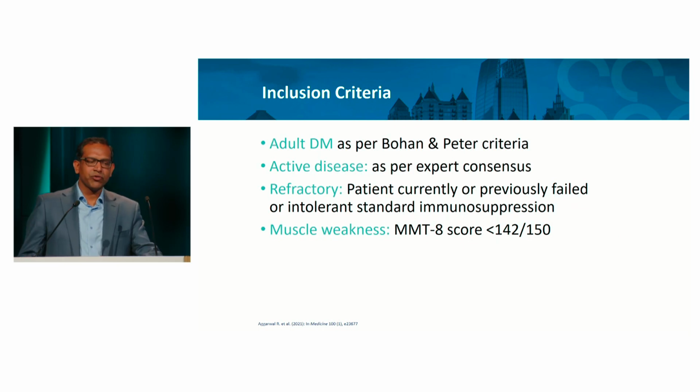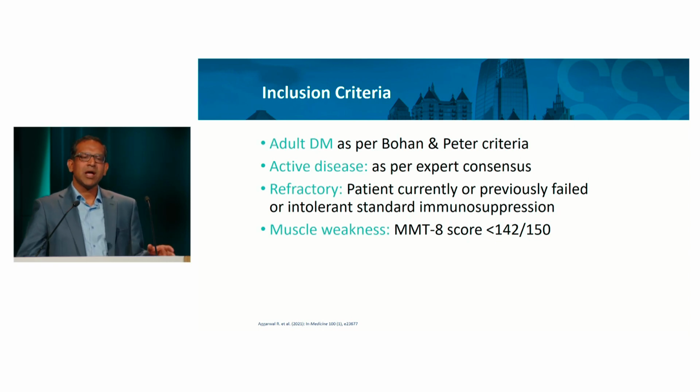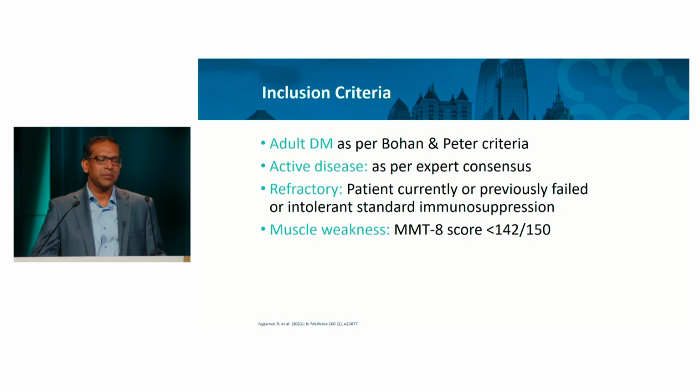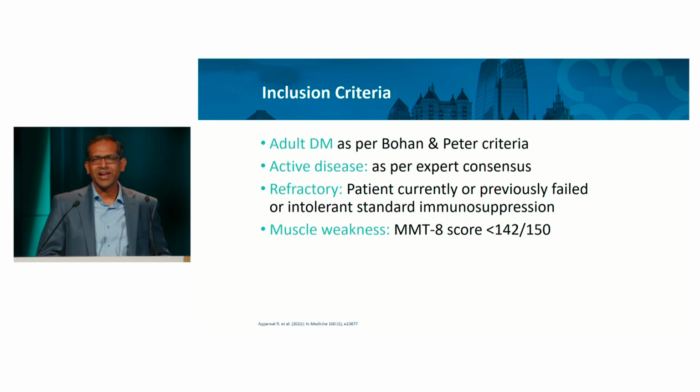The inclusion criteria were adult dermatomyositis as per Bohan and Peter criteria. As we've already discussed, Bohan and Peter criteria work very well for dermatomyositis, but they don't work for non-DM inflammatory myopathies. Also, at that time we did not have the luxury of the new classification criteria. Each case was examined for active disease by an expert committee. These patients were also refractory, meaning they had either failed steroids or other non-steroid immunosuppressive drugs, or were currently on those drugs but still had significant active disease. And last but not least, they all had to have muscle weakness.